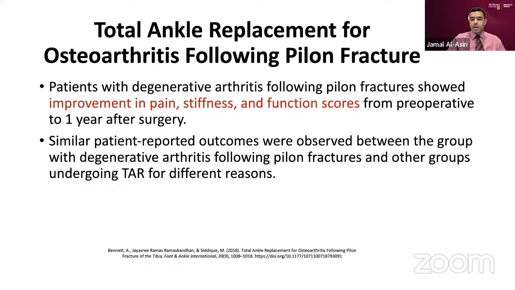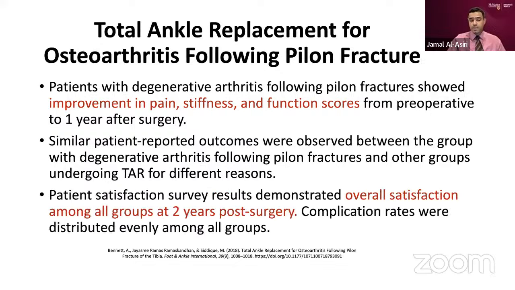Similar patient-reported outcomes were observed between the groups with degenerative arthritis following Pilon fractures and other groups undergoing total ankle replacement for different reasons. Patient satisfaction survey results demonstrated overall satisfaction among all the groups at 2 years post-surgery, and the complication rates were distributed evenly among all the groups. So it is a good option, but you have to be wise in choosing your patients.